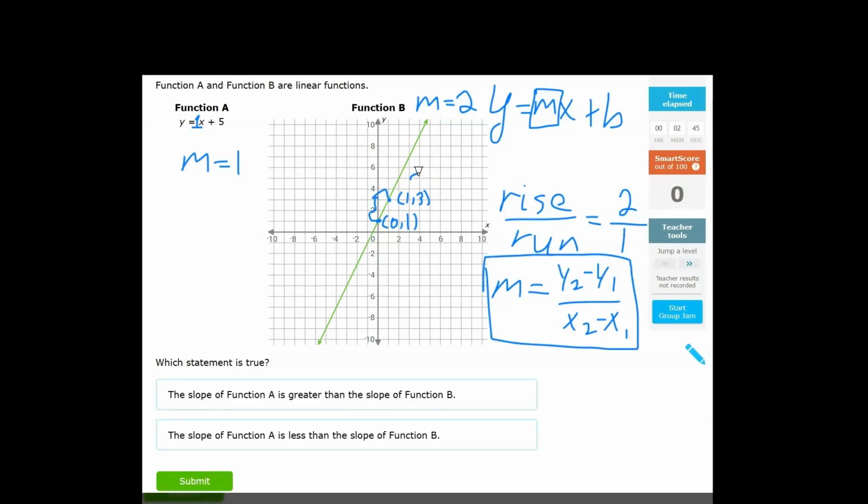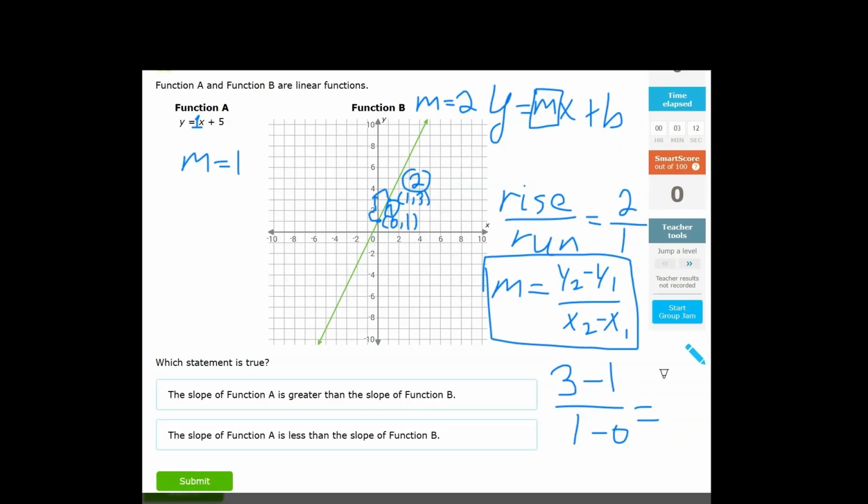Let's call this point 2 and this bottom point, point 1. Okay. So y2 is 3, y1 is minus 1 over x2 is 1, x1 is 0, and indeed we get 2 over 1. So we got the same slope either way. And so function a has a slope of 1, which is less than the slope of function b, which has a slope of 2.